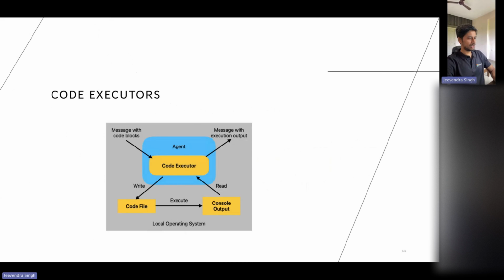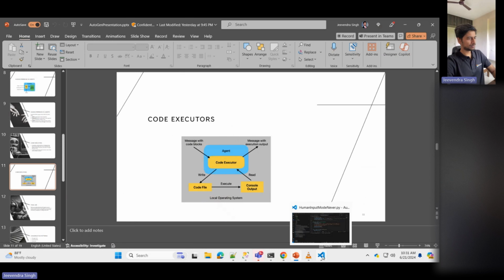So if you see here, an agent which is plugged in with a code executor, whose code executor config is set to true, takes in a message with code blocks, right? It writes the code to a file, executes it, and on the console gets some output, reads it back, and then returns the message with the execution output. So this is what this agent is essentially going to do. Let's quickly look at the example.